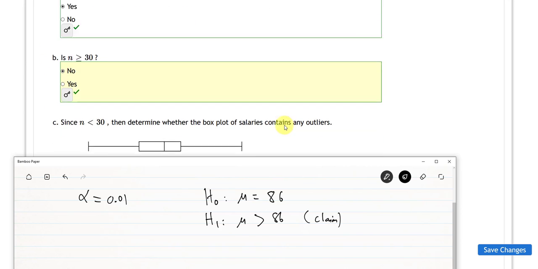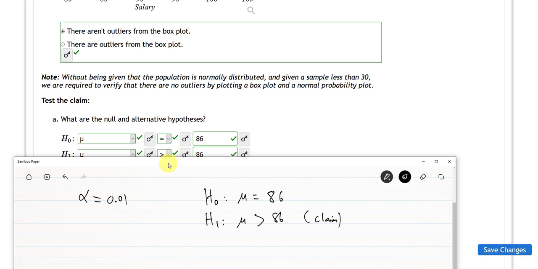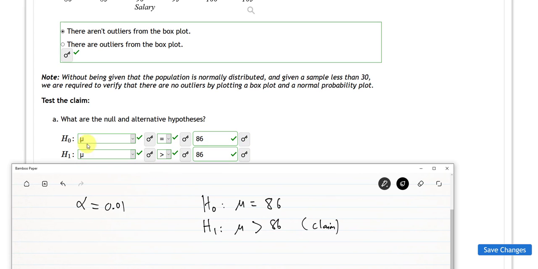We are testing right here for the doctor salary. So the null hypothesis is when the mean equals 86, and then the alternative hypothesis is when it is bigger than 86, which is the claim.